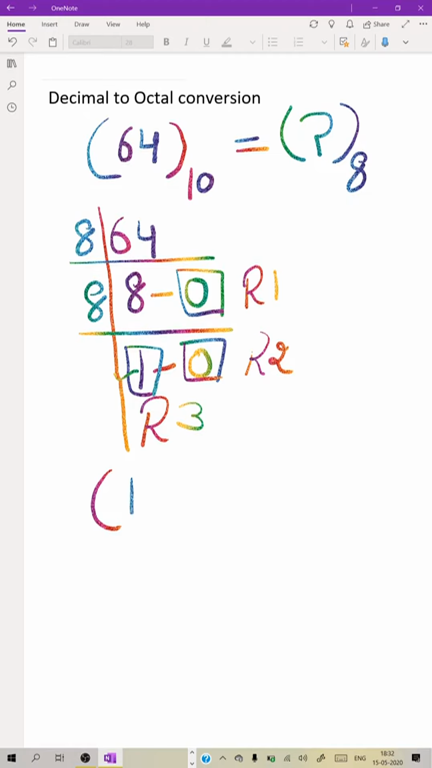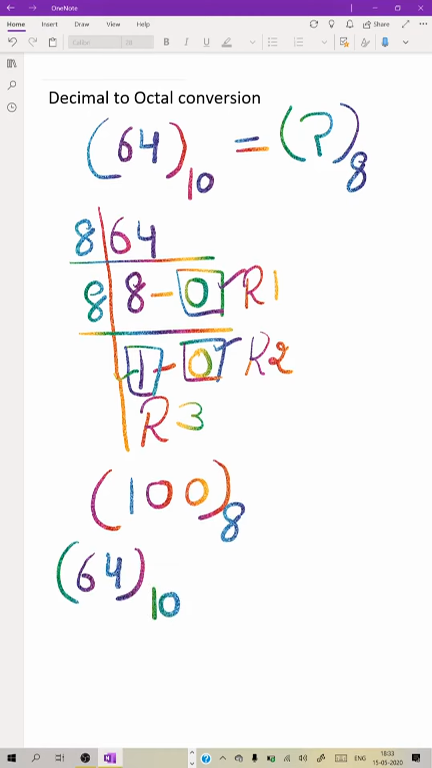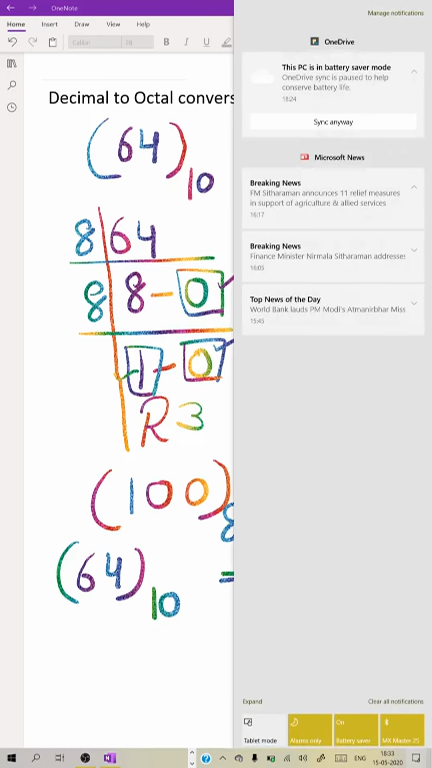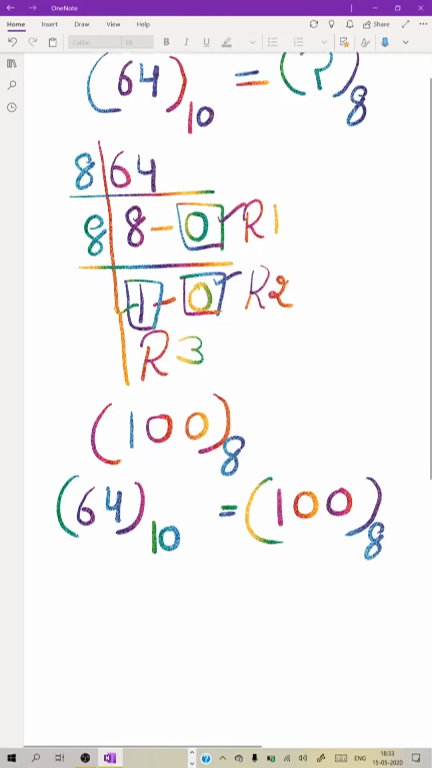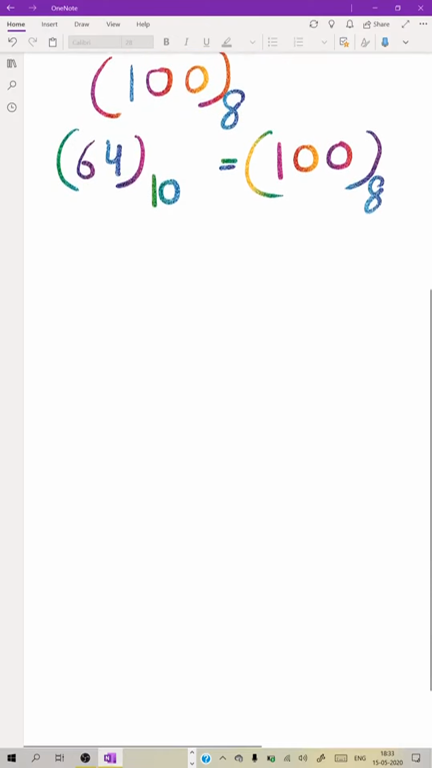Then you can write down remainder 2, which is 0. Then write down remainder 1, which is again 0. Then you can write down the 8 here. How do you write your answer? 64 is your decimal, and our octal number is 100, and you write 8 here. Clear everyone? So we can take one more example if you want.